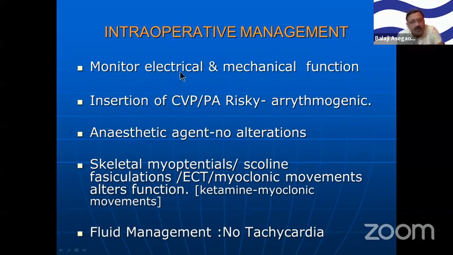I already told you about monitoring the electrical and mechanical function of the heart. Now, suppose you want to insert a CVP or pulmonary artery catheter. This is very high risk because it is itself arrhythmogenic. Secondly, it can disturb the lead pathway, since the leads are going through the same pathway, especially with a PA line or Swan-Ganz. It's very difficult. Another thing, if at all you want to put in a CVP, don't push the guide wire too far. Don't put the length of the CVP too far. You have to take these precautions and be very gentle while putting in central venous access.